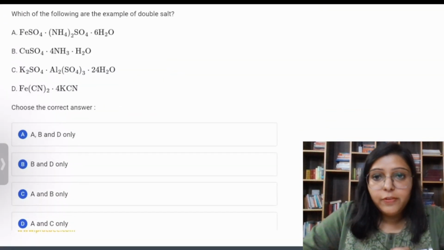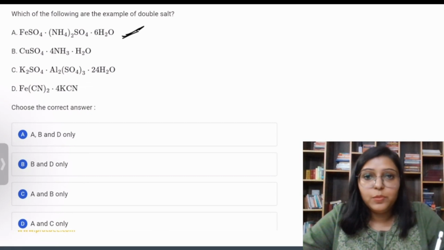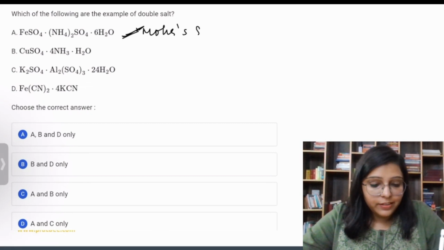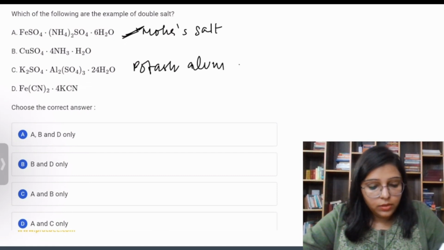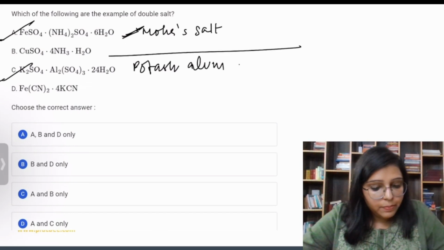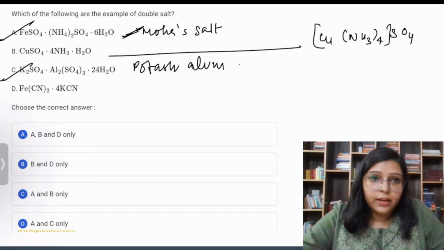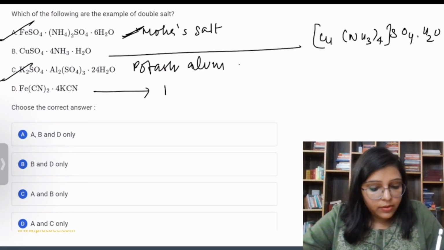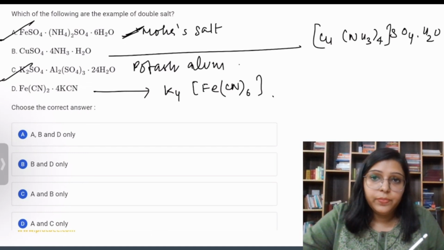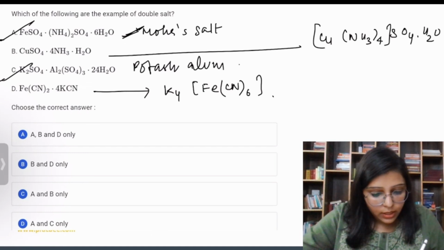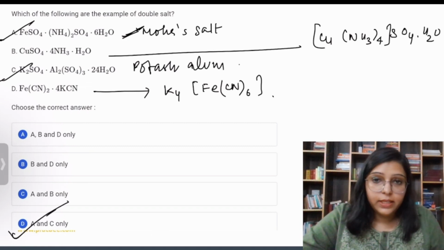Which of the following are examples of double salt? So double salt is more salt, or we can say K2 is a potash element. So these are double salt. B and D, they are complexes. So here we write Cu(NH3)4, here we write sulfate and then water. And for this one we can write K4Fe(CN)6. So only B and D are complexes. Not B and D, A and C. Option number D is the correct answer.